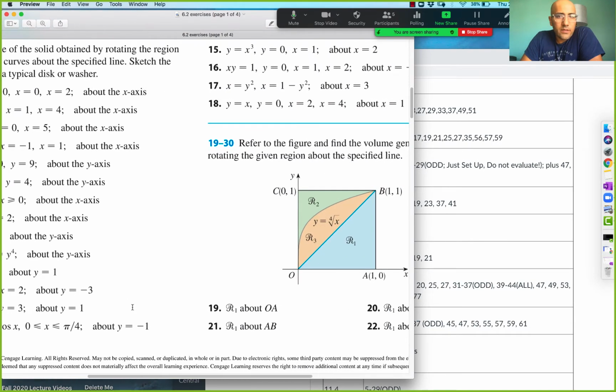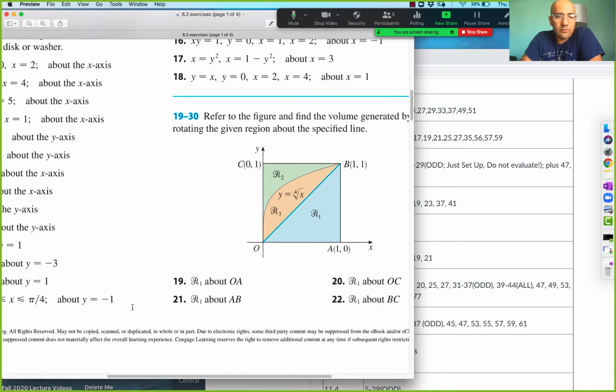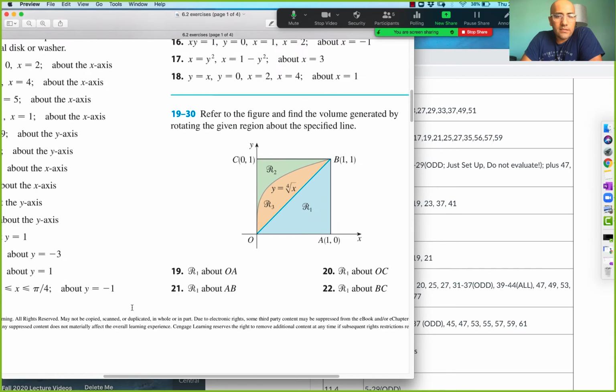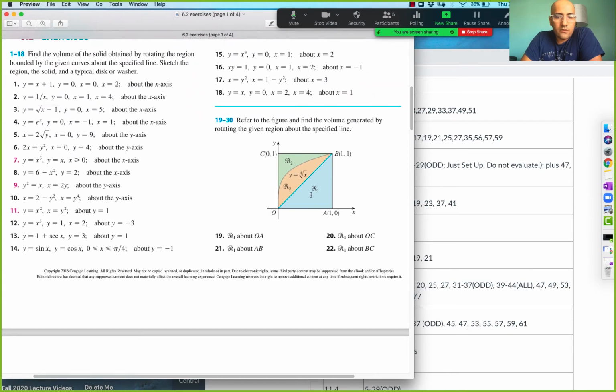All right, so I think we covered a few of these from 1 through 17. That should be fine. And then 19 through 29, it says just to set it up. Good. Okay, so here they give you a nice little picture. We have the fourth root of x, region 1, region 2. So they just wanted to answer those. Region 1, about the line OA.